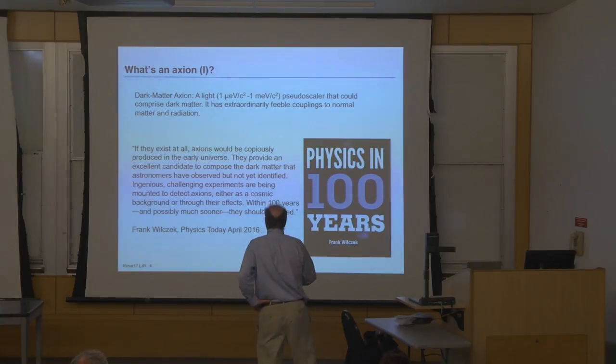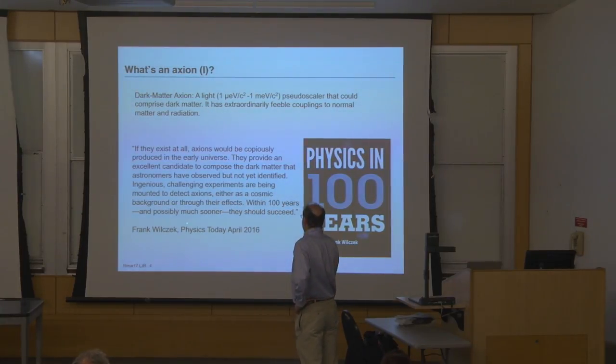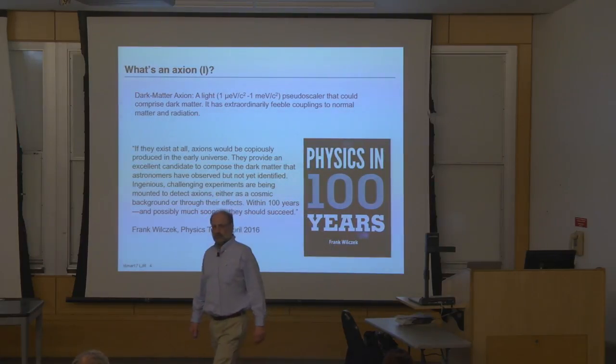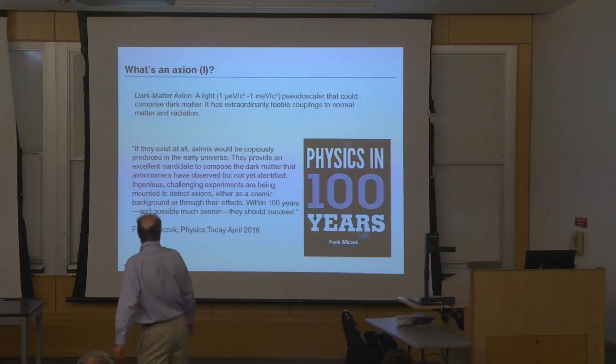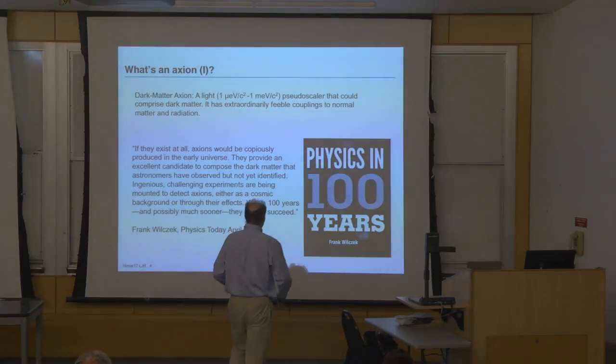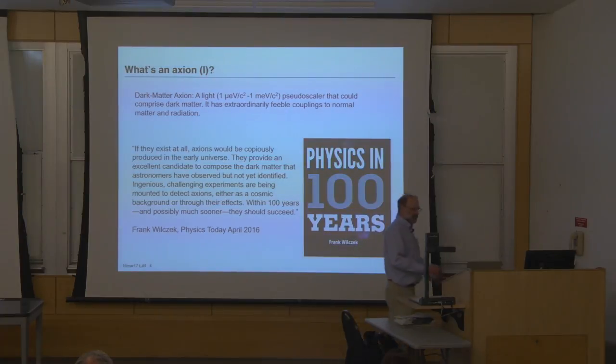And then great minds like Frank Wilczek, a much greater mind than mine, says that if they existed, all axions would be produced in the universe. Excellent candidate, challenging, and he thinks within 100 years, oh God, possibly much sooner, they should succeed in detecting them. I hope we do it much sooner. So this is from Frank Wilczek's 100 Years in Physics, Future Guesses.